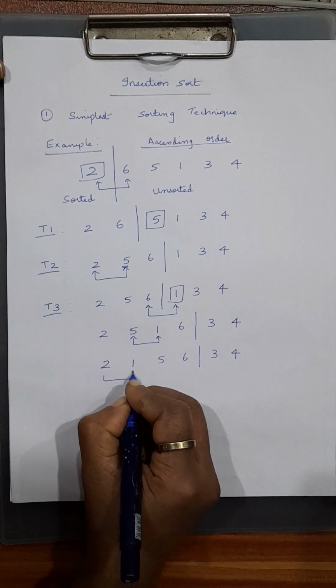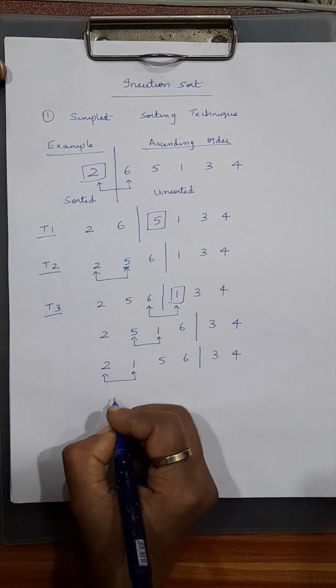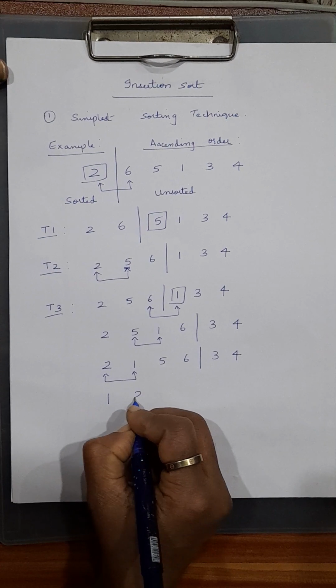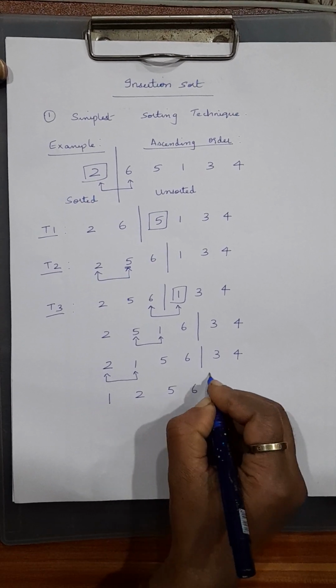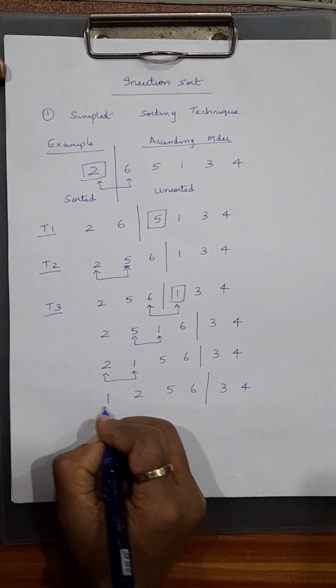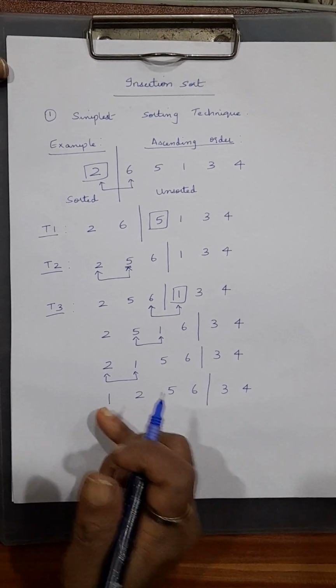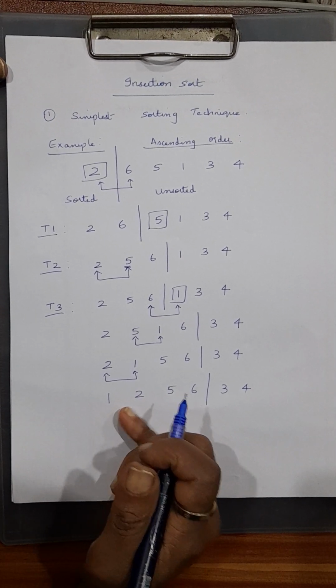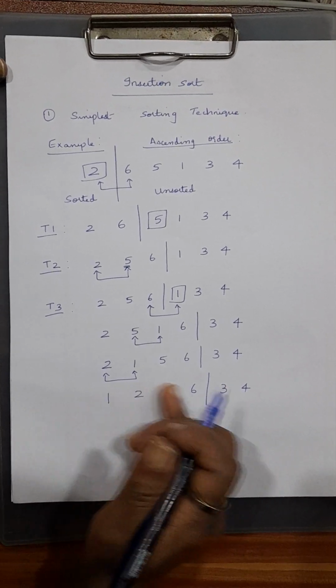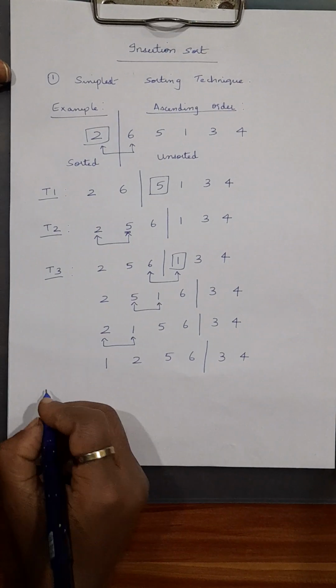Now again there is a check between 2 and 1. 2 is greater than 1. There is a swap. So it is 1, 2, 5, 6, 3 and 4. Since there are no elements left, it stops. So this is the third iteration. So all the elements within the sorted array will be sorted.